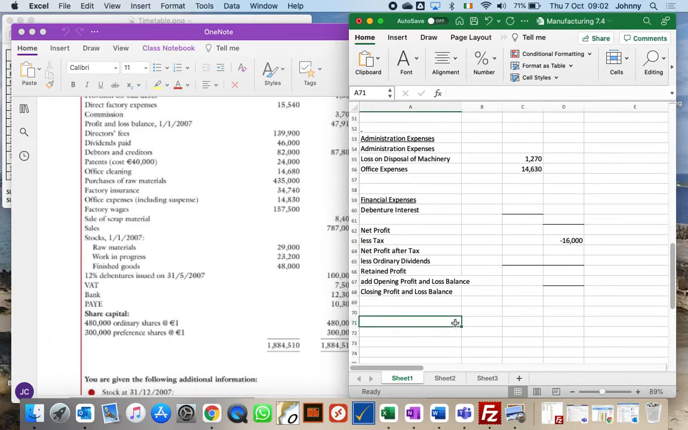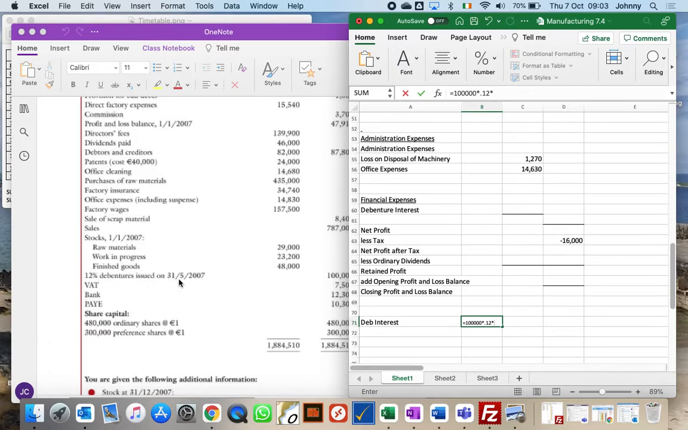So I'm going to do this down here. So debenture. So the debenture interest now, 12% debentures issued on the 31st of the 5th, 2007, 100 grand. So the debenture interest is going to be 100 grand multiplied by 12%, so that's 0.12, and then multiply it by how many months of the year.